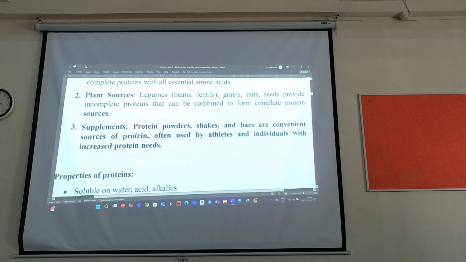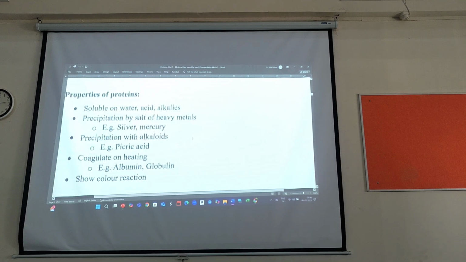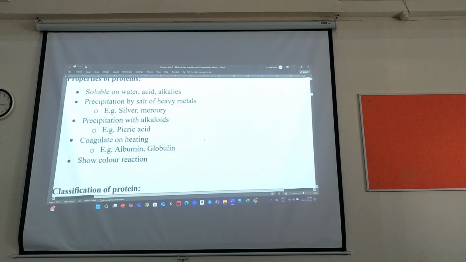Then supplements, extra supplements, those are the protein powders which are commercially available. Then shakes, different types of shakes, mostly used after exercise. Okay, protein shakes or energy drinks and so on. Then which are the convenient sources of protein often used by athletes and individuals with increased protein needs. So what are the different properties of proteins?